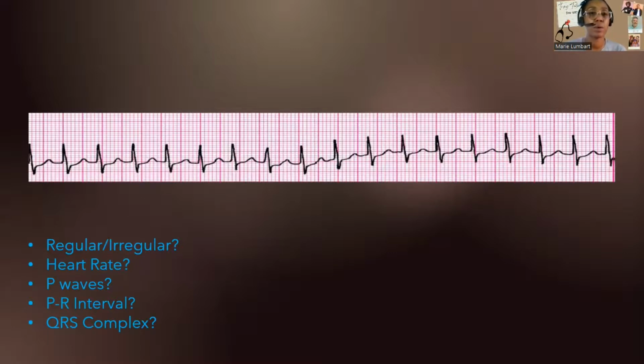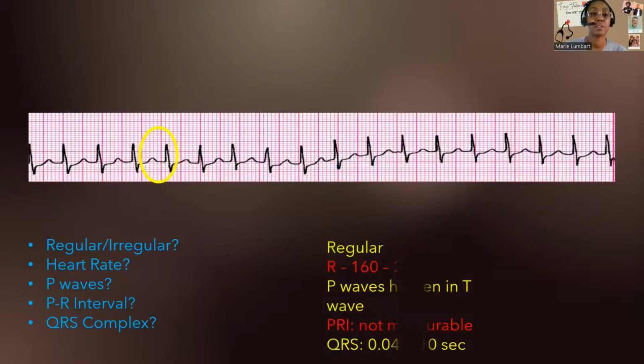Now let's look at our P waves. So where's the P waves? Do you see a P wave? We do see something in front of the QRS, but is it coming or going? Is it a P wave or is it a T wave? You can't really tell. That is the key thing with this rhythm. So do we measure a PR interval? We're not sure, but we do know the QRS complex is within normal limits.